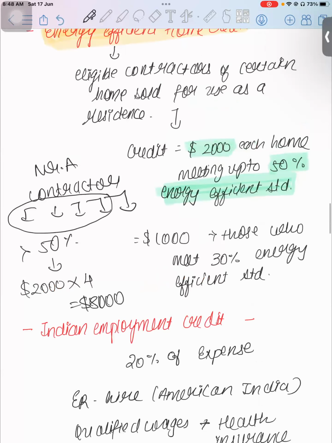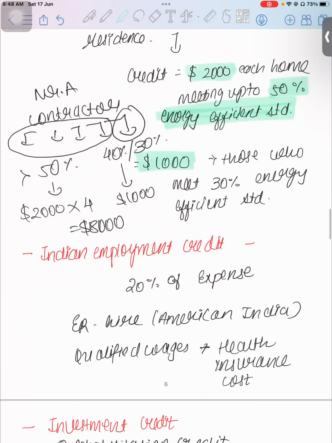And one home is fulfilling just, let's say, 40% or maybe 30%. So for this, the credit will be reduced to $1,000. So $1,000 is for those who meet the 30% energy efficient standard.